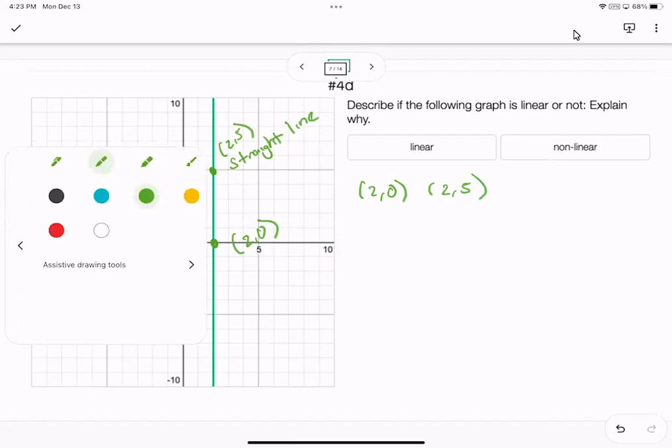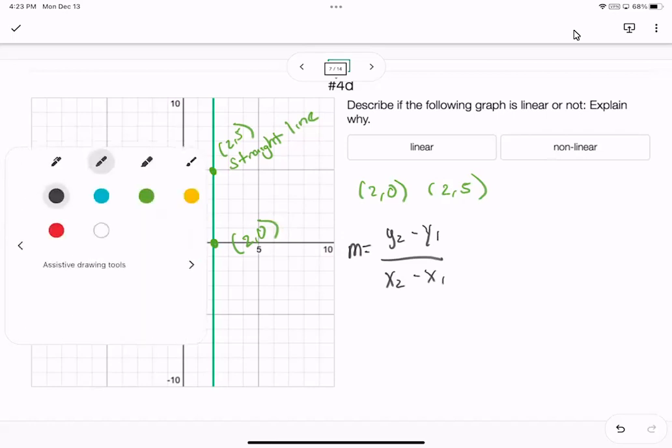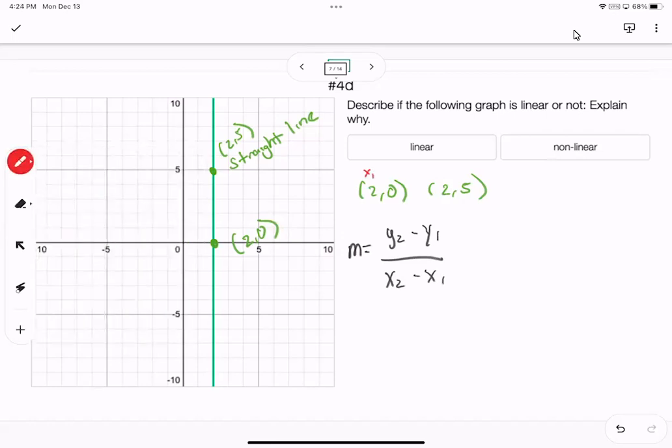If I do my slope formula, which is m is equal to y2 minus y1 over x2 minus x1. Let me start labeling those coordinates. I have x1, y1, x2, y2. Then I plug them in. So y2 is 5 minus y1 is 0 over x2 is 2 minus x1 is 2. And that gives us 5 over 0.